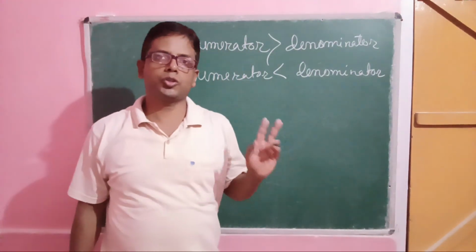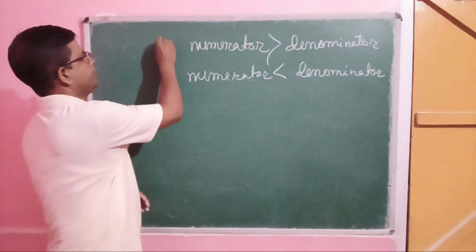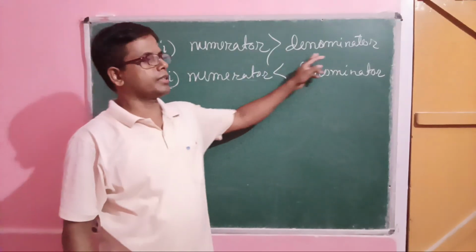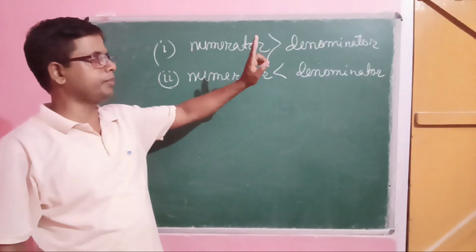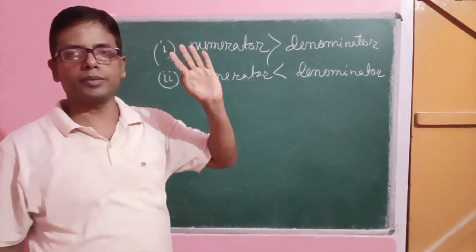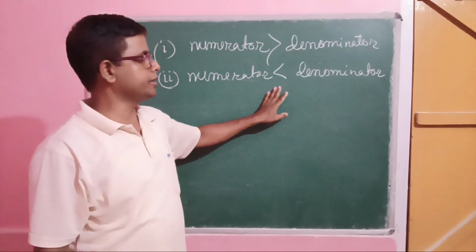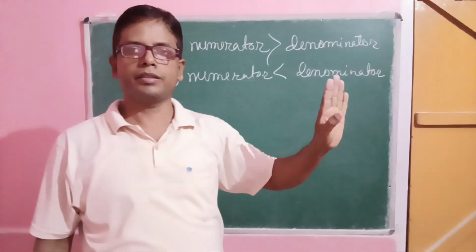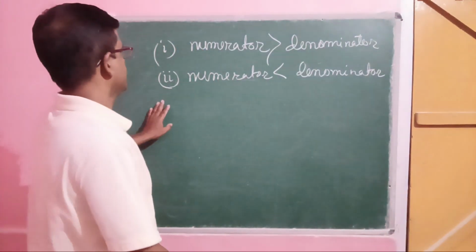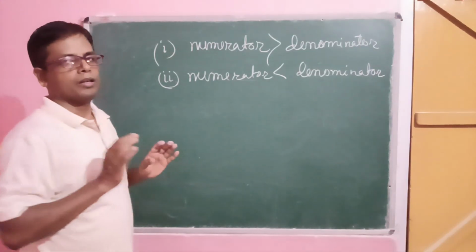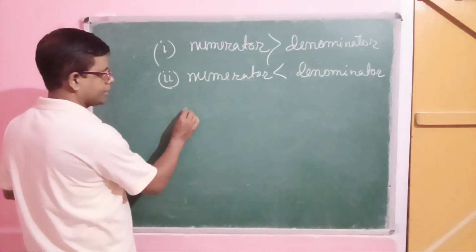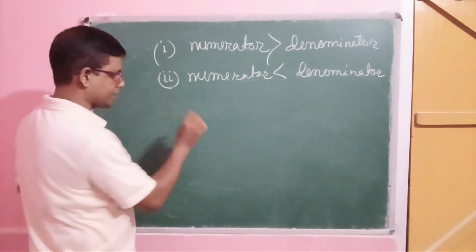Can you write two examples each? Number 1: numerator is greater than denominator. Write two examples of these types of fractions where the numerator is greater than the denominator. And number 2: numerator is less than denominator. This is your homework. Okay? Write it down.